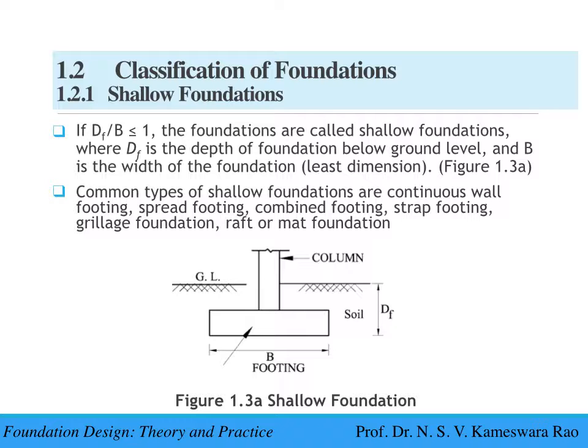Common types of shallow foundations are continuous wall footing, spread footing, combined footing, strap footing, grillage foundation, raft or mat foundation, and so on. The shallow foundations are thus used to spread the load pressure coming from the column or superstructure, which is several times the safe bearing pressure of supporting soil, horizontally, so that it is transmitted at a level that the soil can safely support. These are used when the natural soil at the site has reasonable safe bearing capacity, acceptable compressibility, and the column loads are not very high.